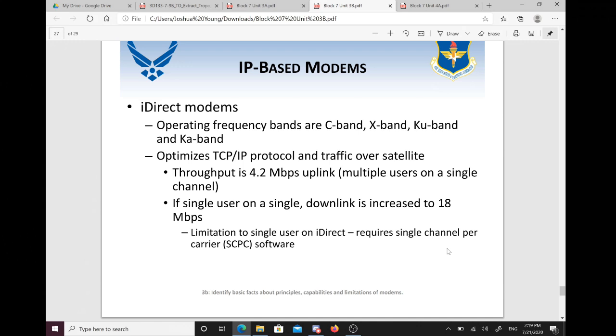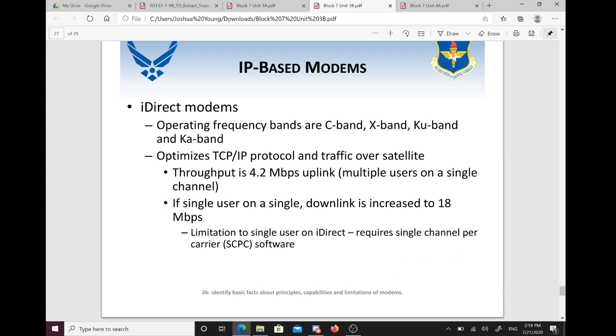The iDirect modems also optimize your TCP over IP protocol and traffic via the satellite connections, with a throughput of 4.2 megabits uplink, and if you're using a single user, your downlink is then increased to 18 meg.